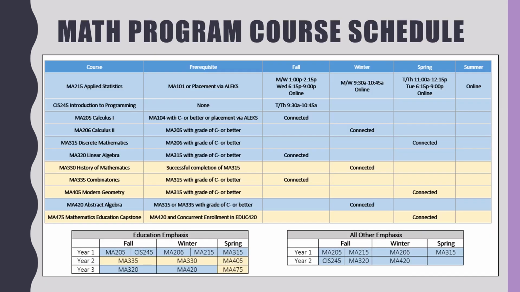Here is the current math program course schedule. This is of course subject to change, but I did want to point out a few things. Every student who completes a Bachelor of Science in Mathematics program will take all of the courses listed in blue. As you can see below, you can complete those courses within 2 years. Year 1 is the most important because MA 315, Discrete Mathematics, is the prerequisite course for other courses in Year 2 or Year 3.